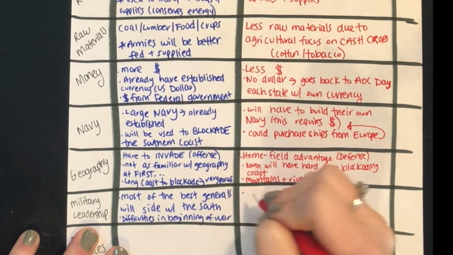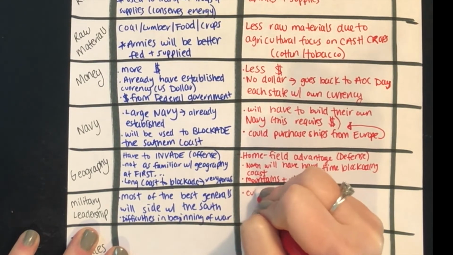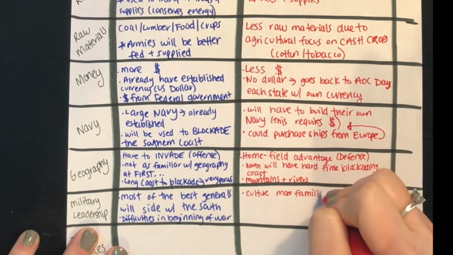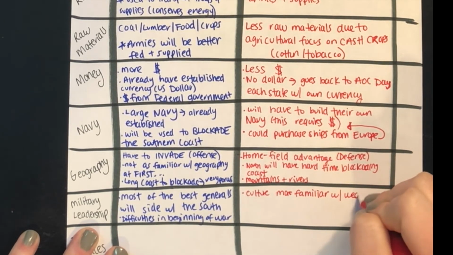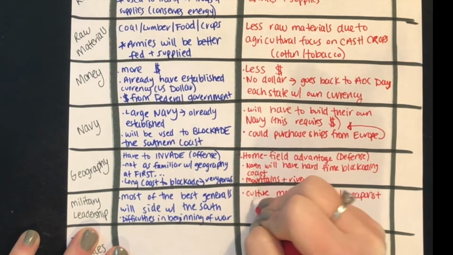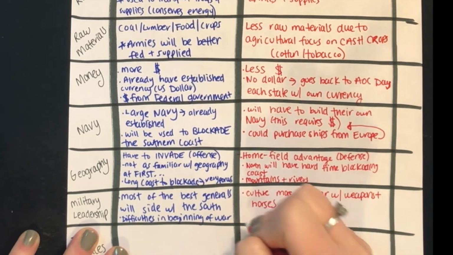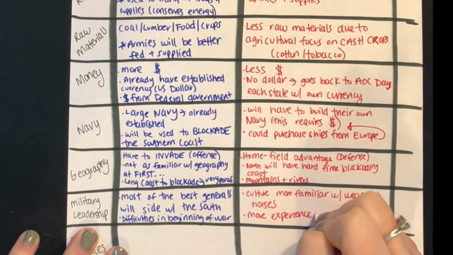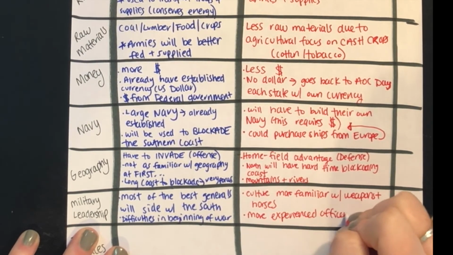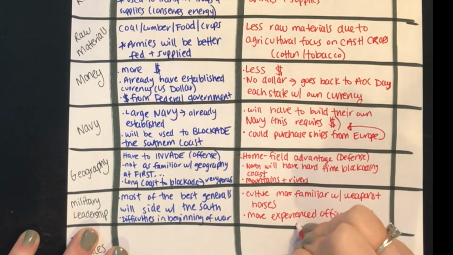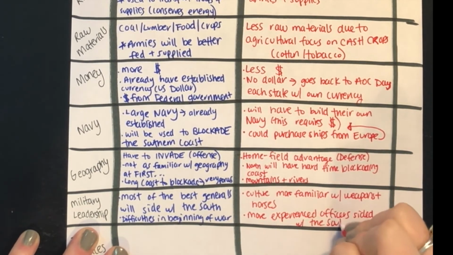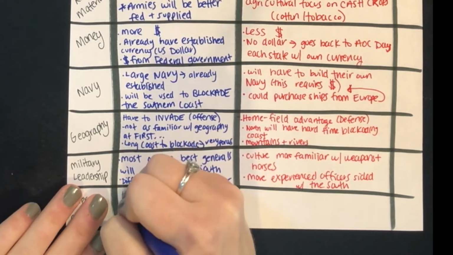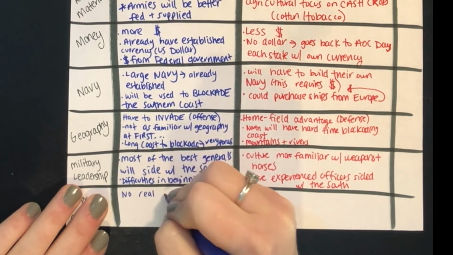The South, on the other hand, they are more familiar with weapons and horses just due to their way of life. And most of the experienced generals known in the country will side with the South because they're from the South. So Robert E. Lee, Stonewall Jackson, we will learn about them more later. But think about how great of a strength this is, military leadership.